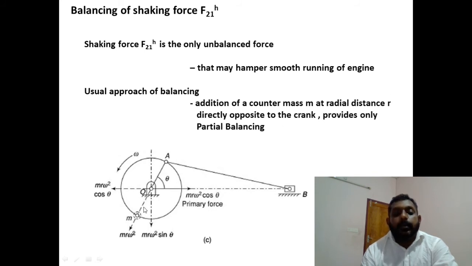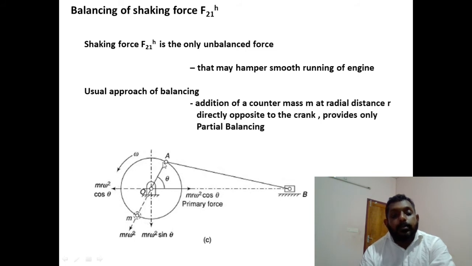But when we add this mass m, what is the effect? We can see what the effect is. The effect is that when we add the mass m at a radial distance of r diametrically opposite to the crank, it rotates along with the crank.